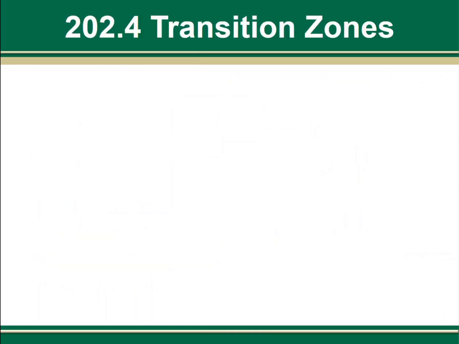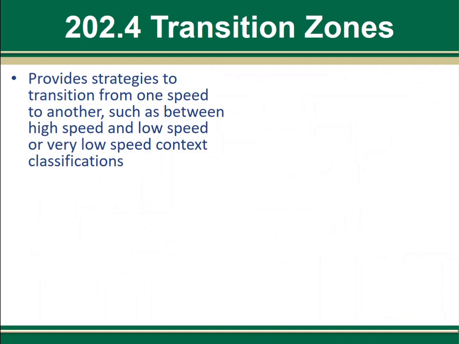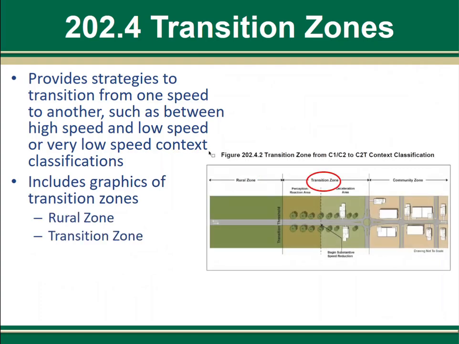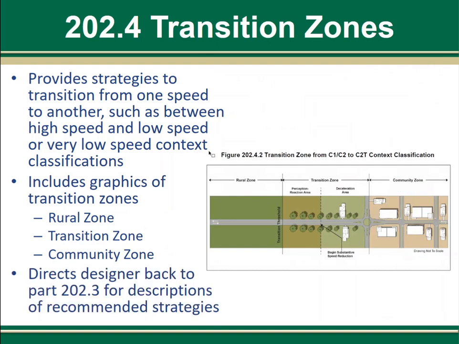Section 202.4 is transition zones. This provides strategies to transition from one speed to another, such as between a high speed and a low speed, or a high speed and very low speed area between different context classifications. It includes graphics of the transition zones showing the rural zone, transition zone, and community zone, and then provides guidance for appropriate techniques to use within each of these zones. It directs the designer back to 202.3 for the descriptions of these recommended strategies.